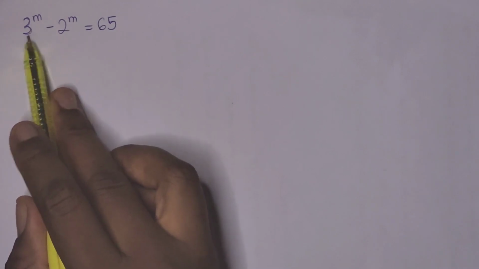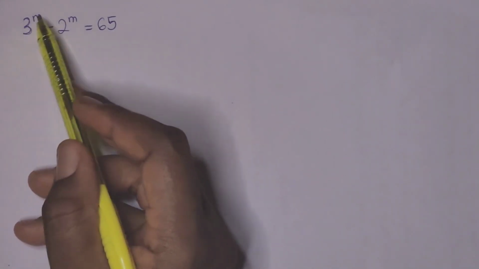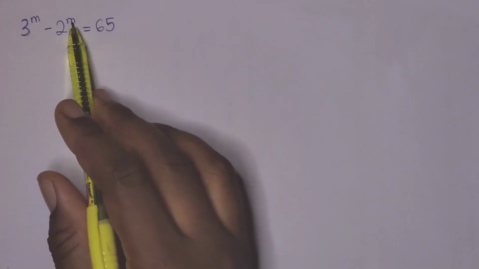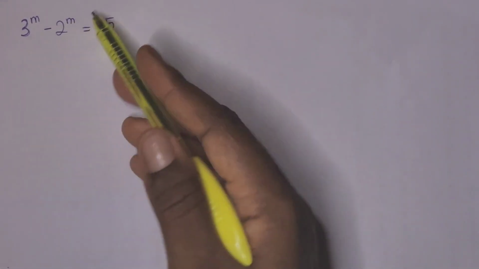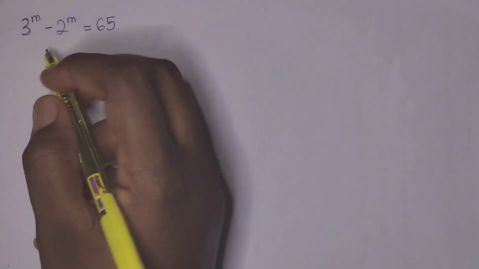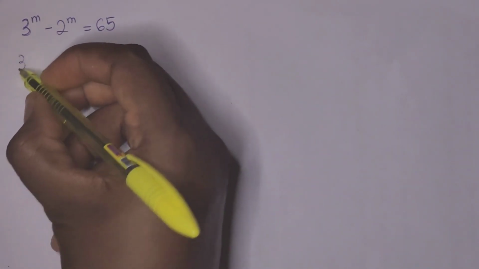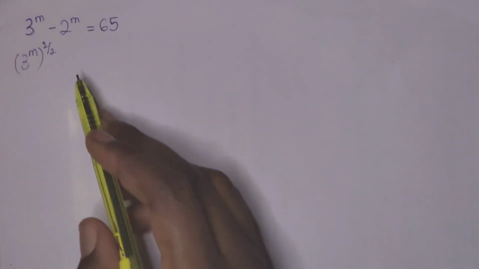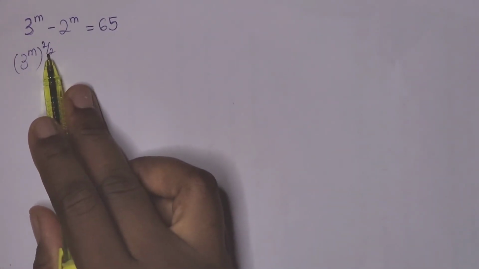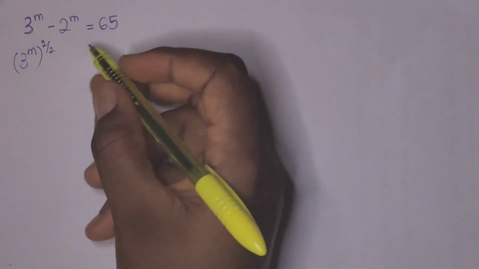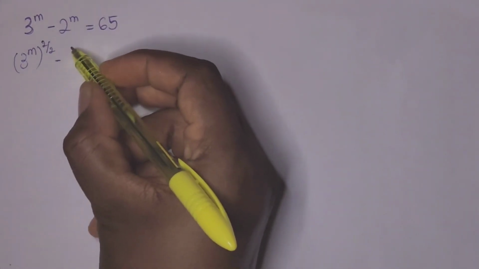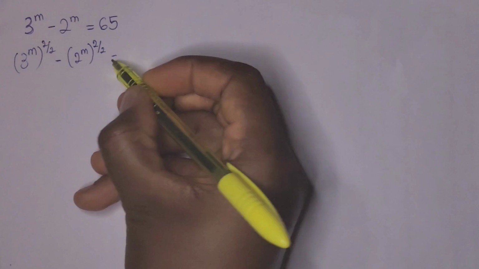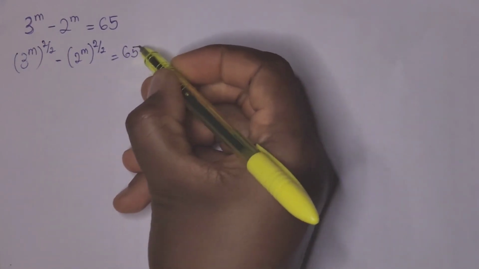Let's take for instance 2 over 2. So we'll raise 3 to the power of m to the power of 2 over 2, and as well raise this 2 to the power of m also to the power of 2 over 2. So we then have 3 to the power of m further raised to the power 2 over 2. Now remember, this 2 over 2 is the same thing as 1, minus 2 to the power of m further raised to the power 2 over 2 equal to 65.